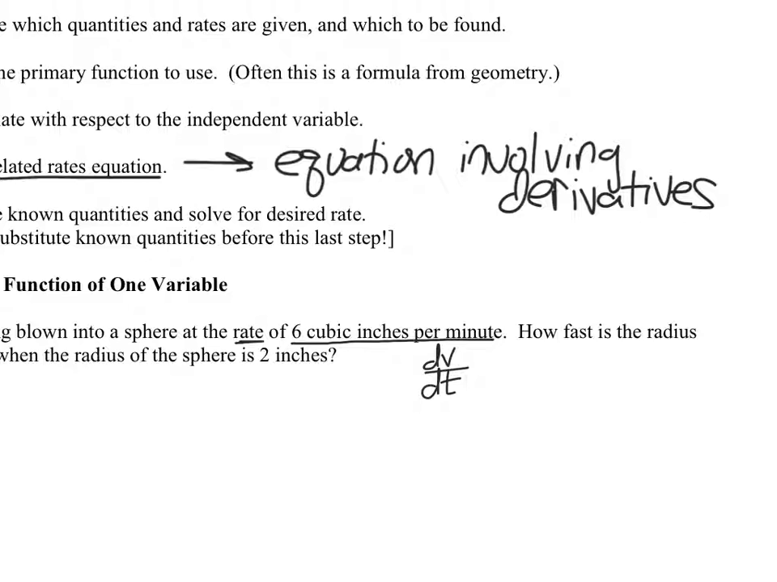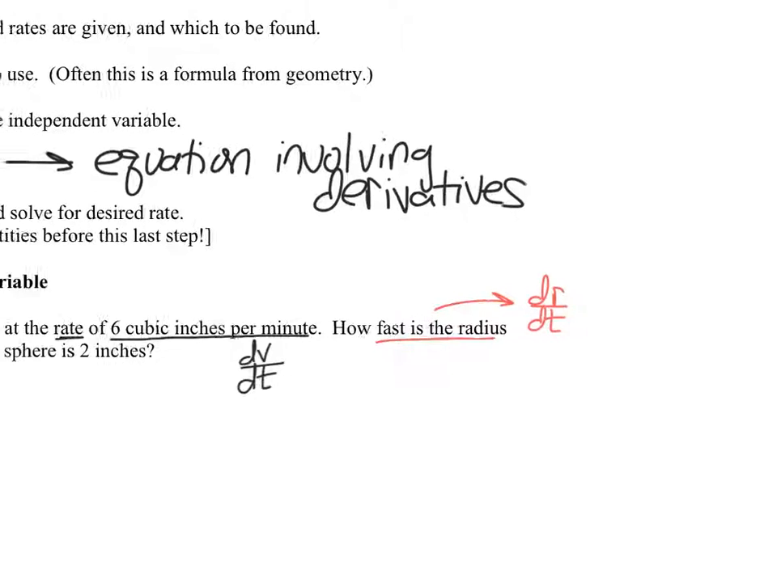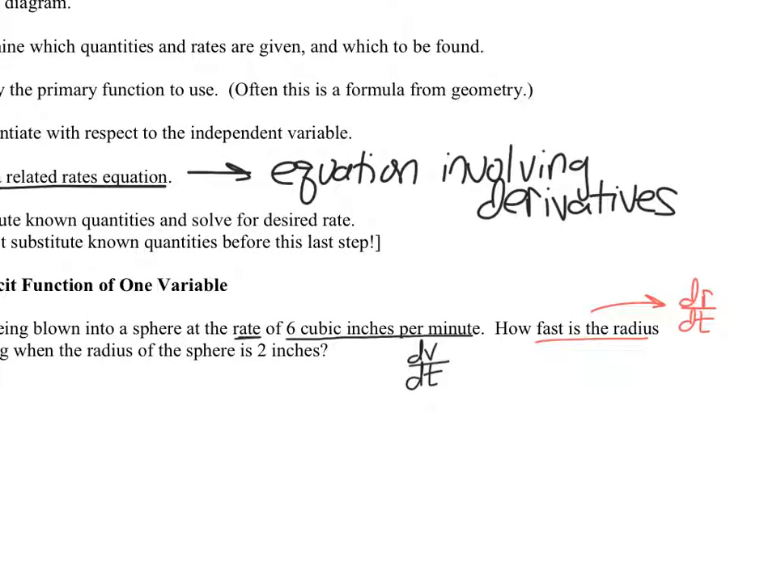How fast is the radius changing? So they're asking for a rate of change of the radius. Also per unit of time, so they're asking for dr/dt when the radius is equal to 2. And that's not a rate of change, that's a static value. The radius is 2. It's an unchanging quantity.